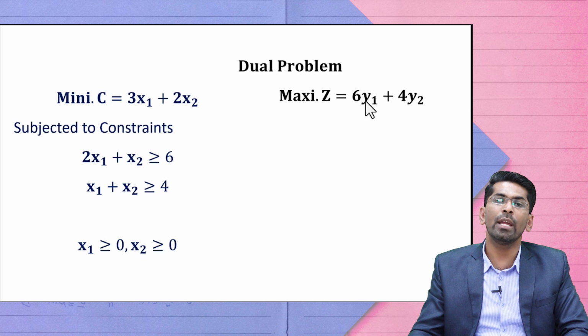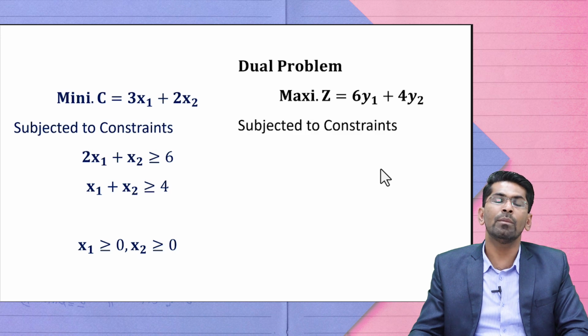So, here 6y1. The coefficients of the objective function are taken from the column vector of the constants in the primal constraints, transposed to the row vector for the coefficients of the objective function. So, here it is 6y1 plus 4y2. After that, the inequality sign of the technical constraints is reversed. That is, greater than or equal to will now become less than or equal to. Along with that, the non-negativity constraint of the variables is to be maintained.